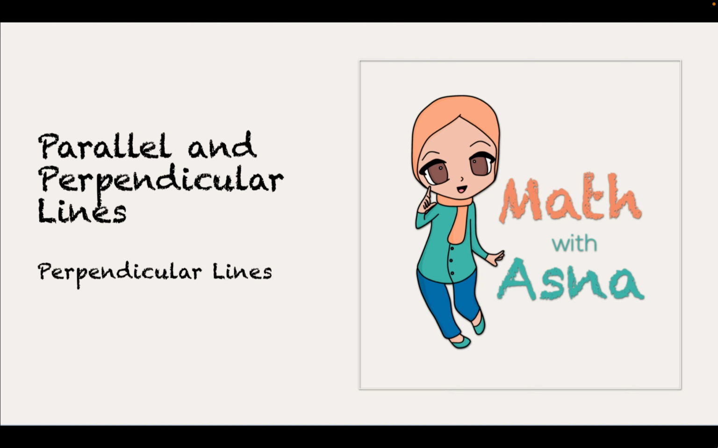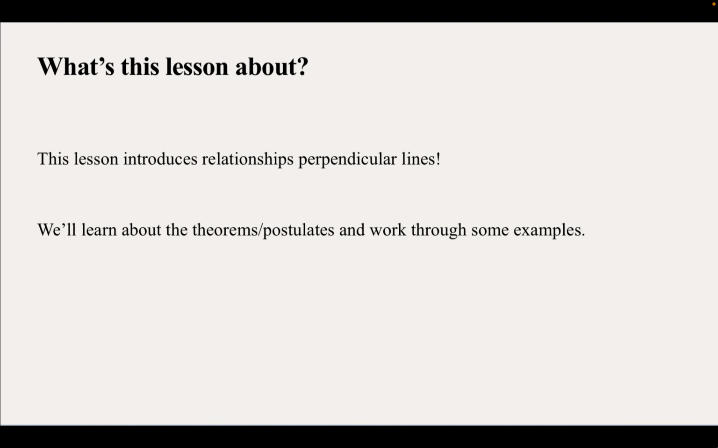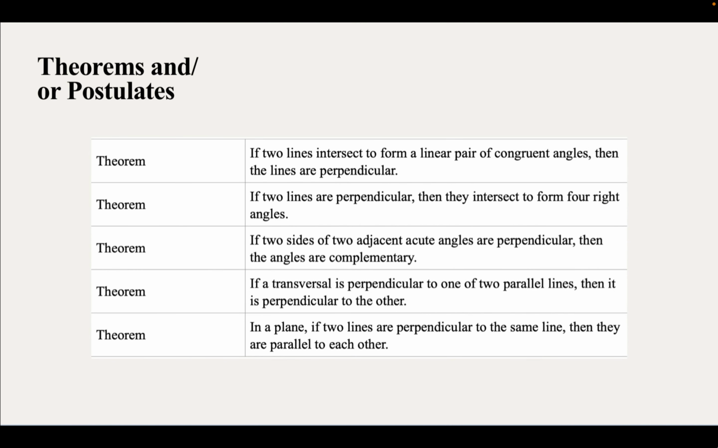In this lesson, we'll talk about perpendicular lines. We're going to introduce these types of relationships, and we'll do some examples for proofs. We have 5 theorems here. Let's go through them fairly quickly.